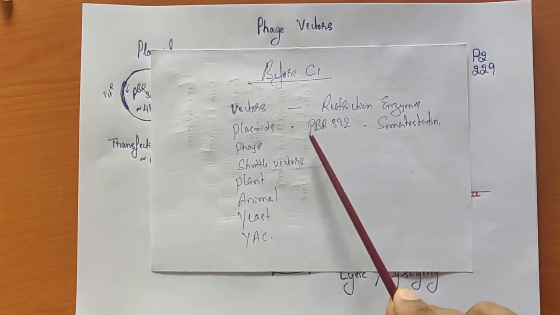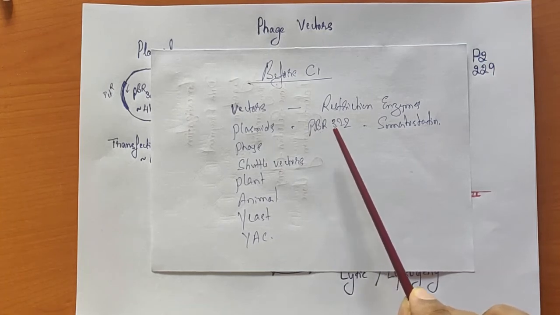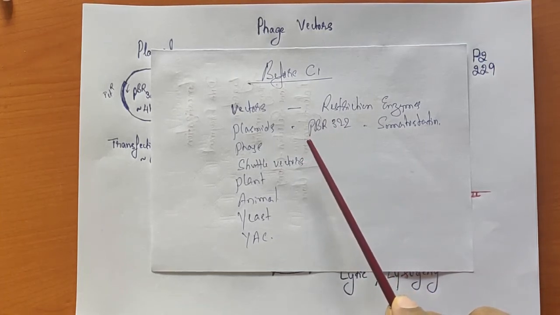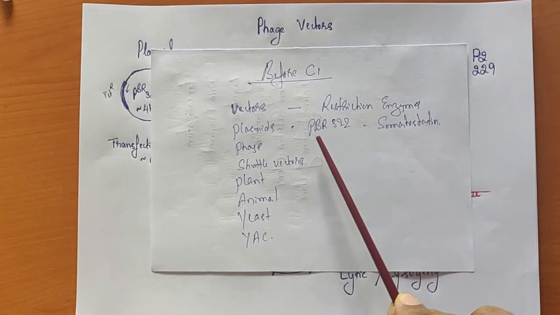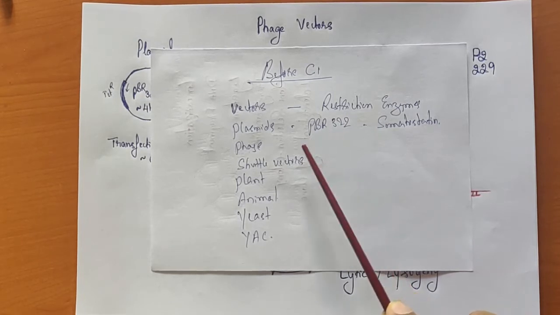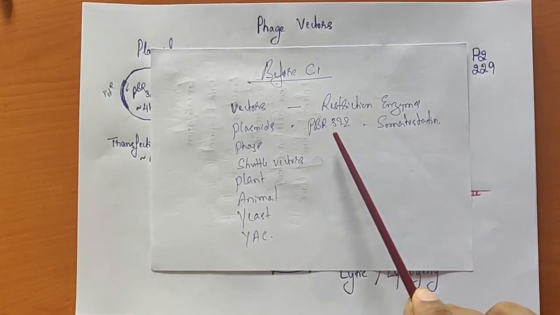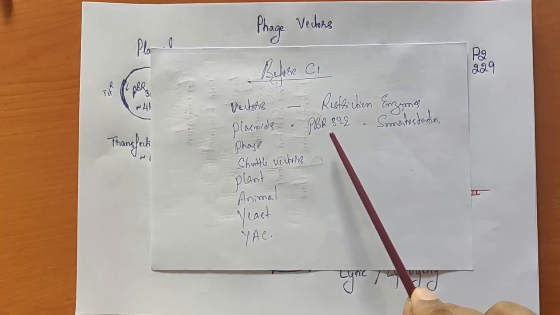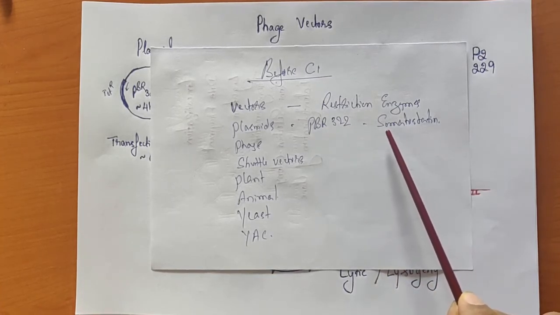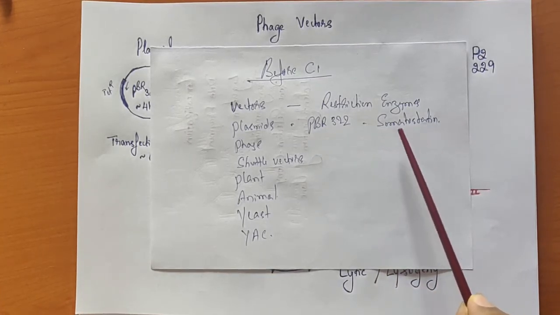Among the vectors, we discussed in detail how vectors are designed from plasmids. We also discussed how pBR322 has been constructed, what the major steps involved in its construction are, and we appreciated how versatile this plasmid is by expressing the hormone somatostatin.